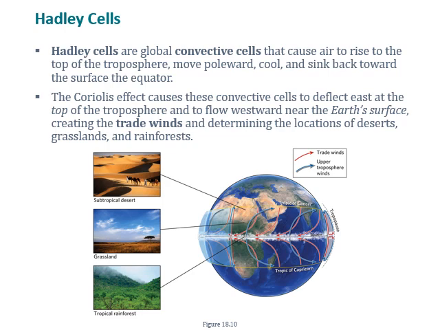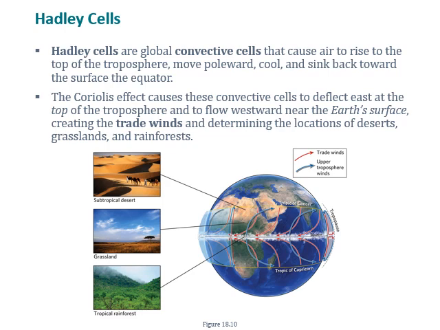Now begins part 2 of the lecture, where we'll discuss tropical wind systems. This discussion begins with the introduction of Hadley cells, which are global convective cells that cause air to rise at the top of the troposphere, move towards the poles, cool, and sink back towards the surface of the equator. So the Hadley cells are shown in the figure below.